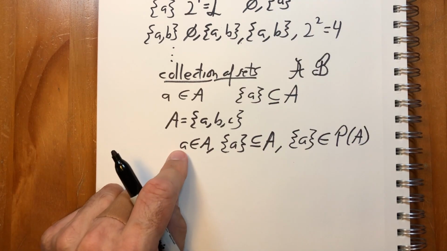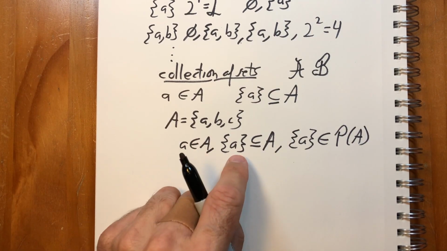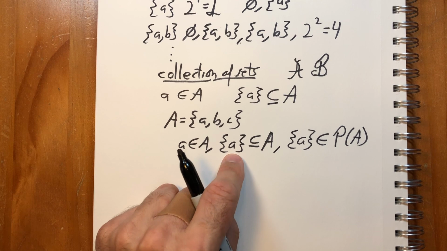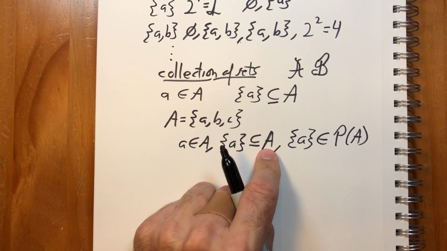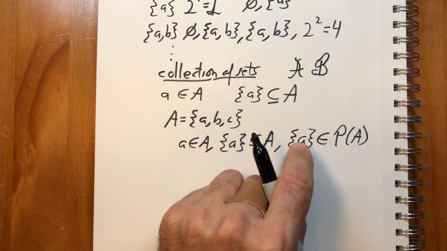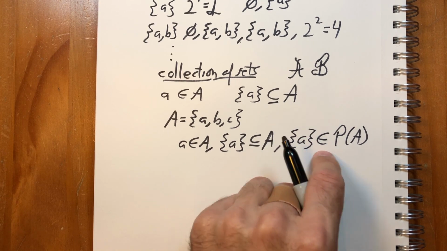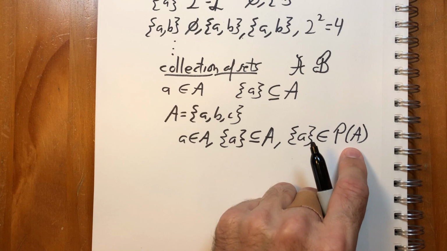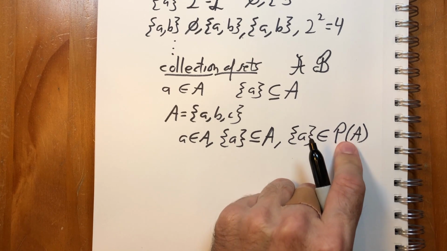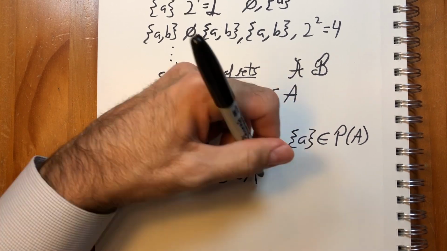So the object A is an element of the set A. The set with one object A is a subset of the set A. And the set with one element A is an element of the power set of A, because this is a collection of sets.